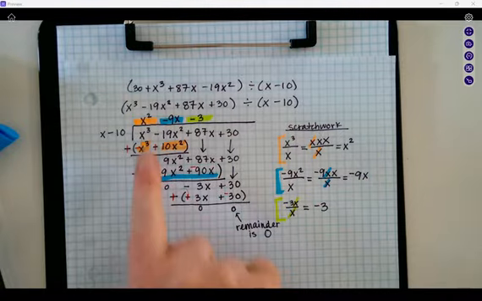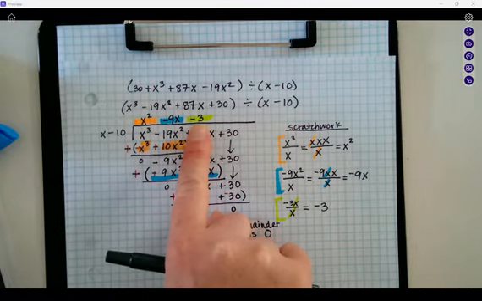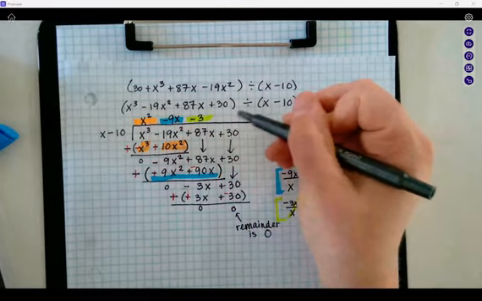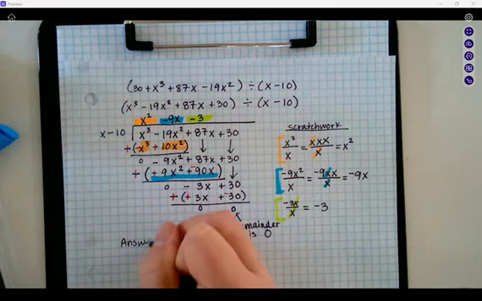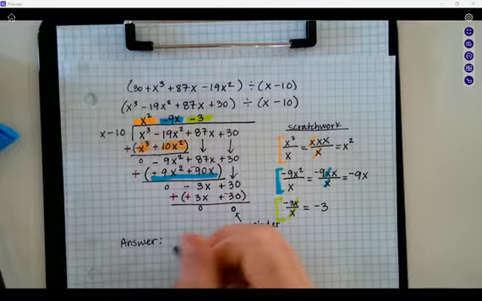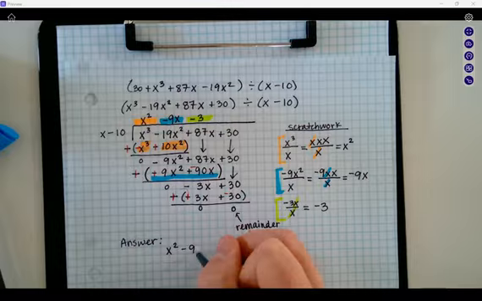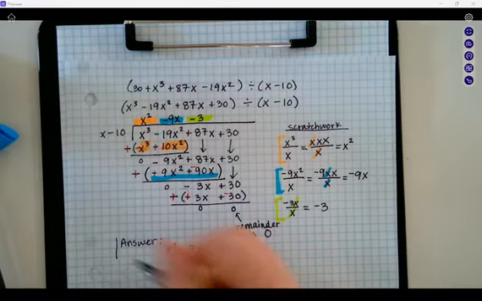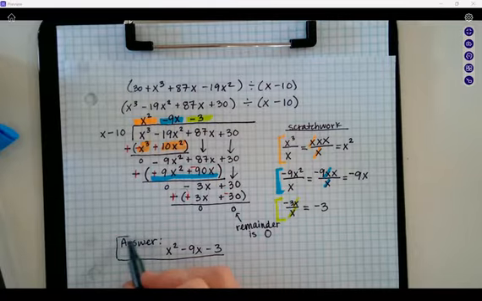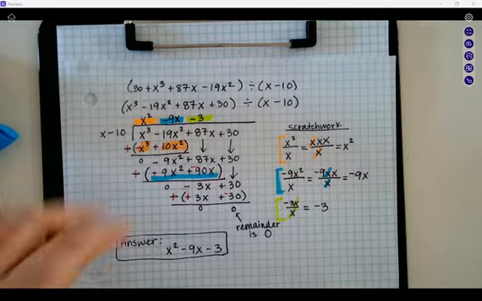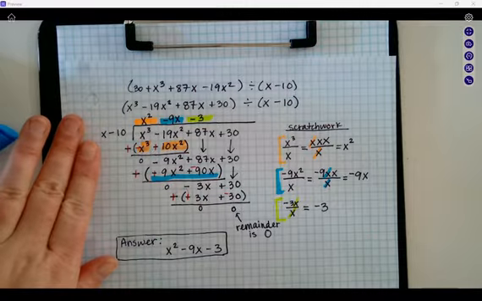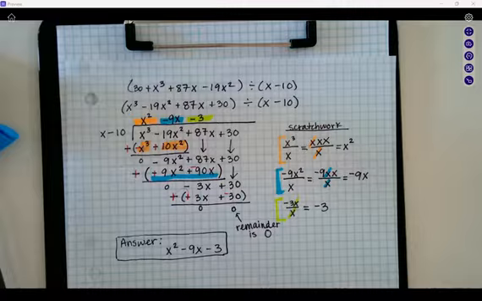So our quotient is just this portion up here. If we had a remainder, then we would put plus our remainder divided by the divisor. But anyhow, I am going to go ahead and just write down that our answer is x squared minus 9x minus 3. And I was going to do synthetic division actually immediately after this, but I've decided I'm going to stick with long division, go ahead and work a problem where we'll have a remainder, and then I'm going to switch over to synthetic division. So let's work another example.